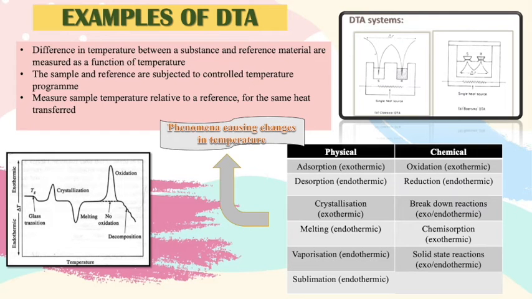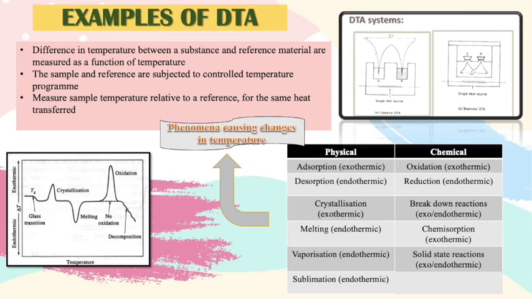Now, let's move on to the examples of DTA. Basically, DTA consists of two systems, which are classical DTA and Boersma DTA. In both of these systems, the difference in temperature between a substance and a reference material is measured as a function of temperature. The sample and reference are subjected to a controlled temperature program, and the sample temperature is measured relative to a reference for the same heat transfer.